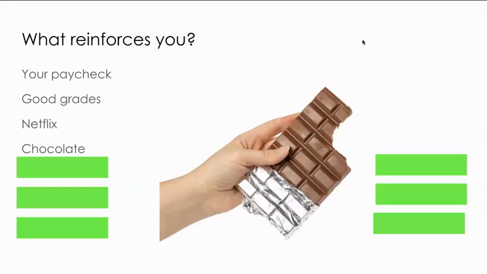So now let's think about some things that reinforce you as a person. Reinforcement is part of behavioral science, and it applies to everyone, no matter their age or ability. And all of us have reinforcers within our lives. I've got a couple examples here, including, at the top there, your paycheck, good grades in college, maybe Netflix, chocolate.